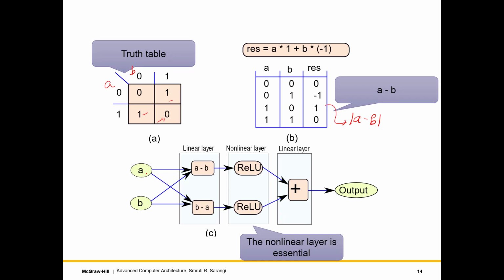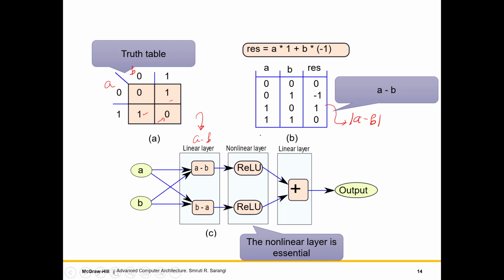So what we do is we take A and B. Then we compute A minus B, and we compute minus of A minus B, which is B minus A. Then we compute ReLU of A minus B and ReLU of B minus A. If you look at this, this is a linear layer because we are computing a linear function over A and B. And these two are nonlinear units, they are ReLU units. So this is our nonlinear layer.